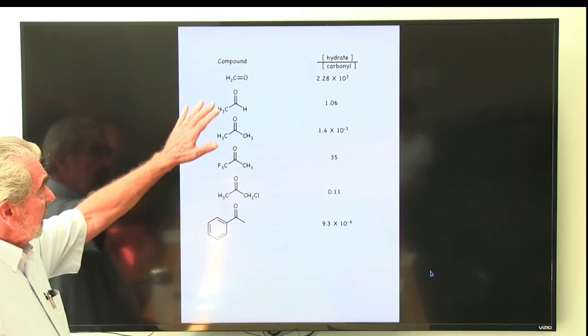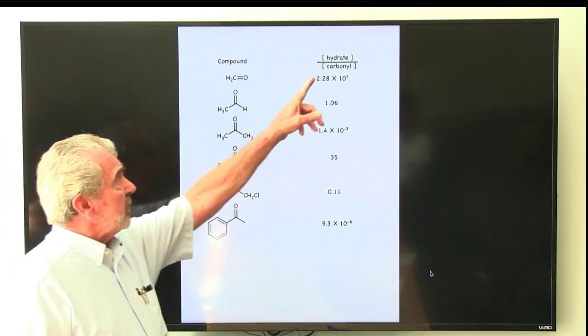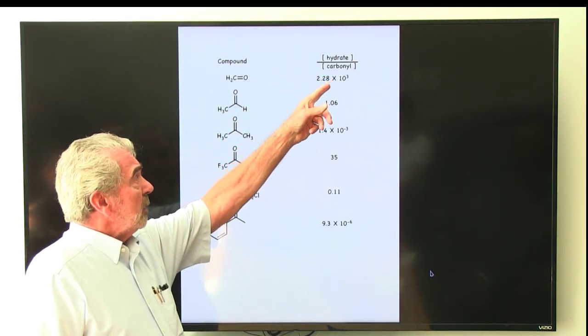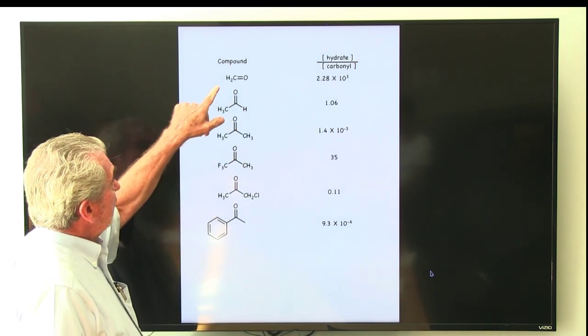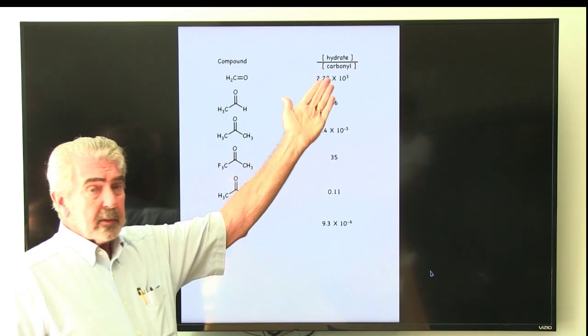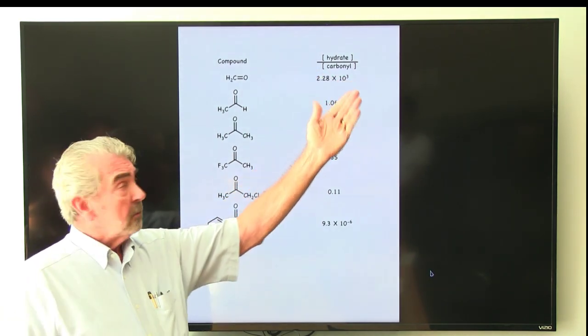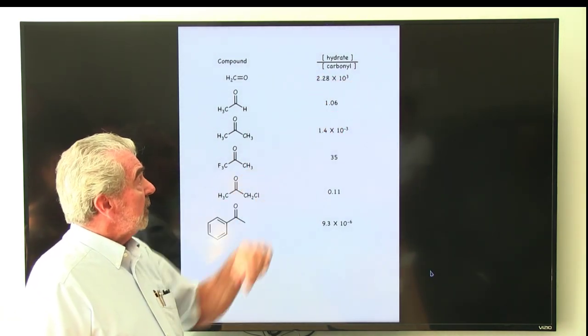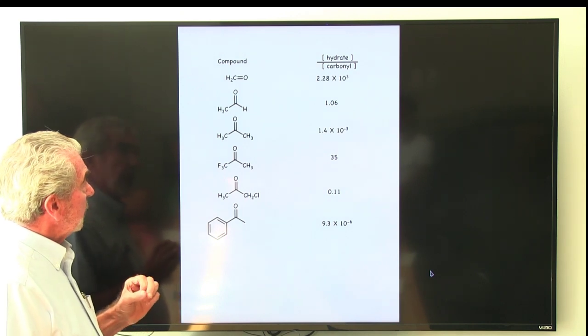Okay, so here are a couple of examples. Now, this actually could be considered to be an equilibrium constant. So you notice that if we take formaldehyde and put it into water, it's going to be just about completely converted into a hydrate. I mean, just take a look at that value there. It's 3 orders of magnitude.